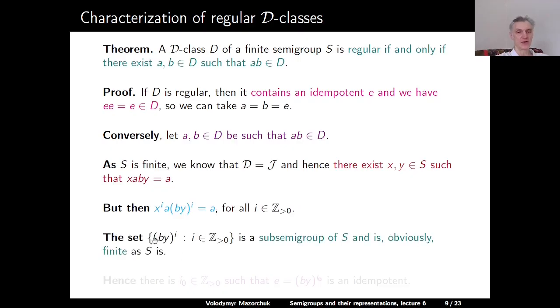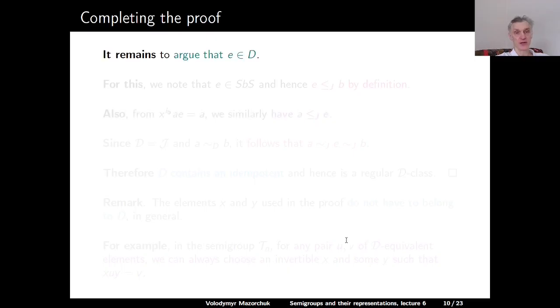If we look at the set of all y to the power i, where i is a positive integer, this is obviously a subsemigroup of S, and it is finite since S is. And since it's finite, it contains an idempotent E. So there is a positive integer i0 such that y to the power i0 is an idempotent. We denote it by E. And it remains to argue that this idempotent E belongs to our D class D.